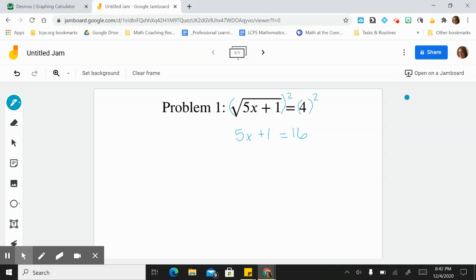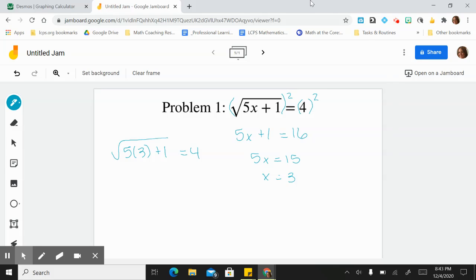And now we just have a regular two-step equation that we've been solving for a while. So I can subtract 1 from both sides, and then I can divide both sides by 5, and I get x equals 3. If we wanted to check our answer that x equals 3, there's a couple different ways we could do that. We could plug that into our original equation and see if that value makes this equation true. So that's option 1. Does the square root of 5 times 3 plus 1 equal 4?